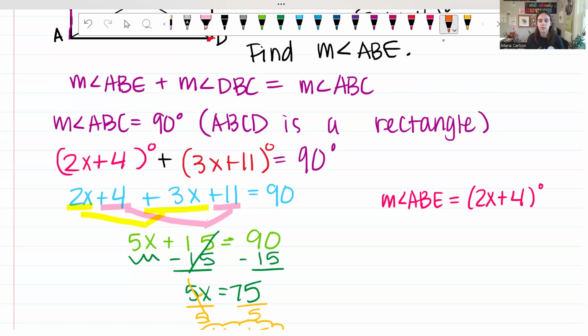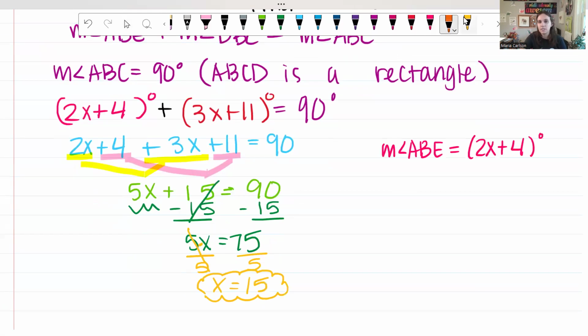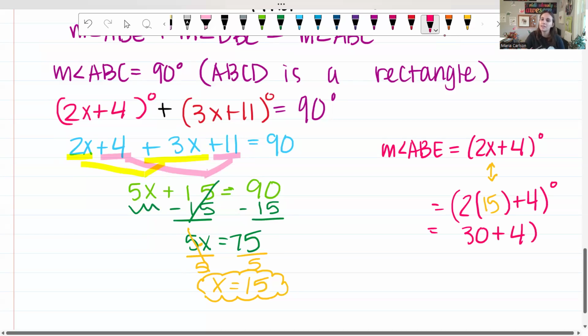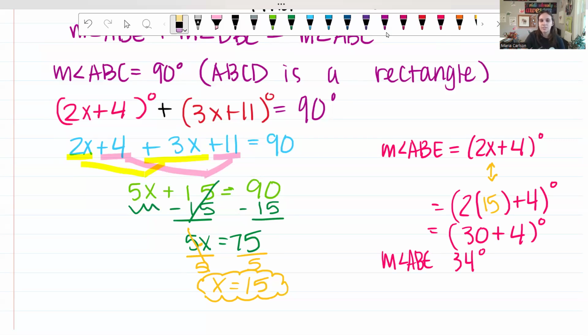So now I need to substitute back in that x actually is 15. So this is the same thing as 2 times x, and x is 15, plus 4. And this is again all in degrees. And 2 times 15 is 30, plus 4 gives us simply 34 degrees. So the measure of angle ABE is 34 degrees.